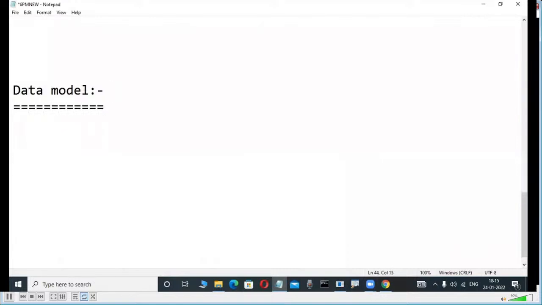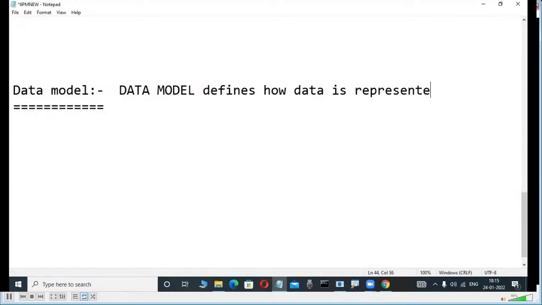Data model represents how data is represented. Data model defines how data is represented at the logical structure of the database. How easy is that definition? Observe here, the logical structure of the database. And now check it out. Screen, observe here. What is logical structure?